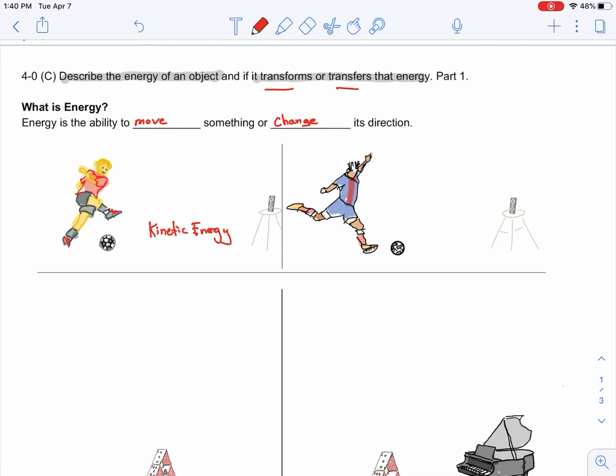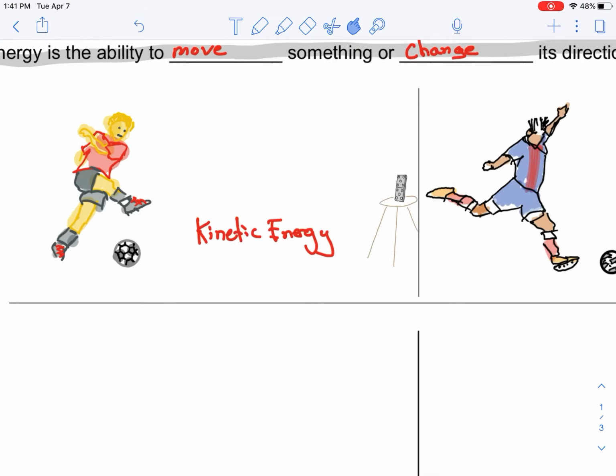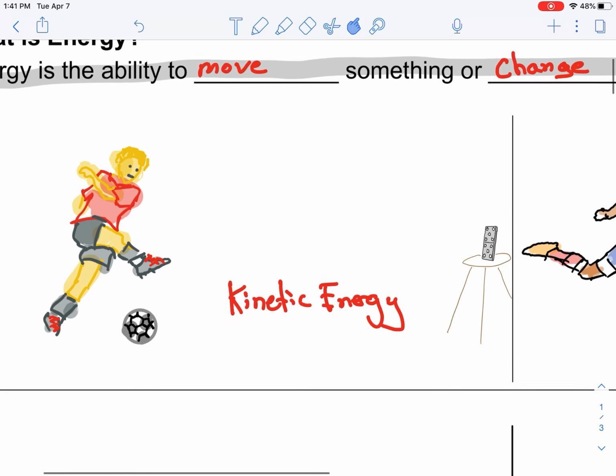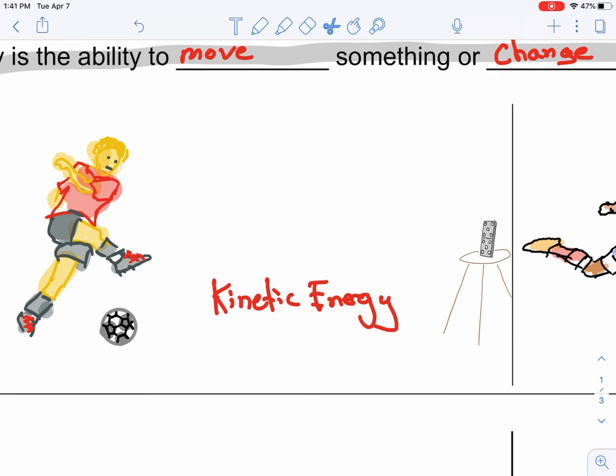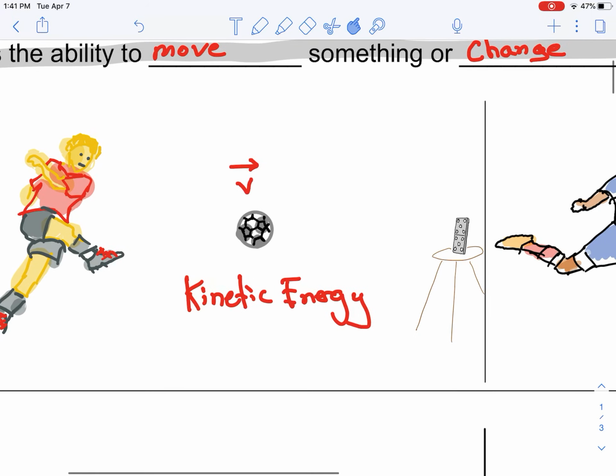What is energy? Energy is the ability to move something or change its direction. So let's take Mr. Rip here. He's not a very good soccer ball player. He hits this soccer ball. He's accurate, but he doesn't give it that much velocity. He gives it some velocity moving to the right. And now this object has kinetic energy. And kinetic means motion. So this is otherwise known as motion energy.